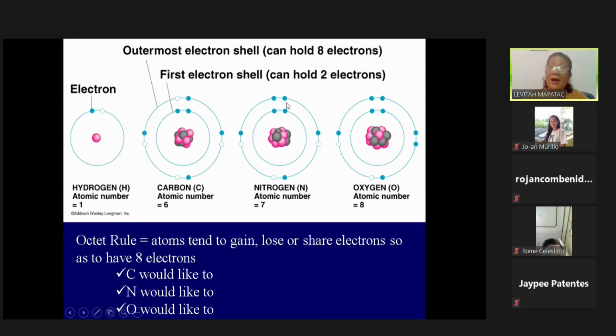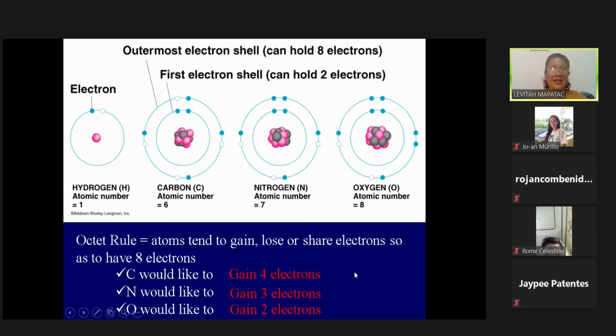So octet rule: atoms tend to gain, lose, or share electrons to have how many electrons? 8 electrons. So your carbon would like to gain how many? It is group 4. How many electrons for an octet? 8. So it needs 4. Your nitrogen, 5, will gain 3 electrons. Your oxygen, 6, will gain 2 electrons. Did you get it? Okay, that's it.